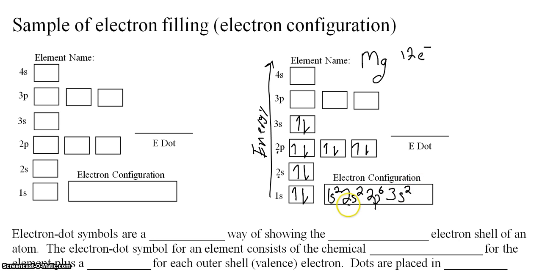Okay, that's your electron configuration, or the arrangement of where the electrons are located. Now, okay, hopefully that wasn't too bad. Always start with the lowest energy level, fill it in one at a time, and work your way up.